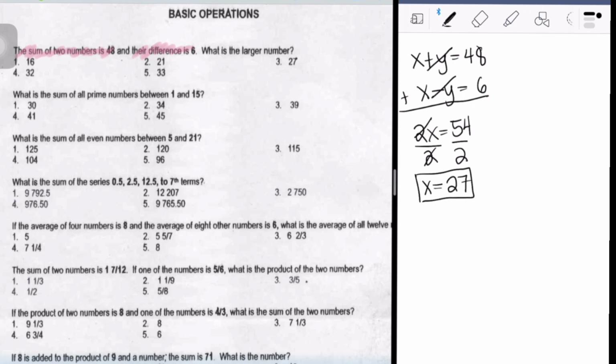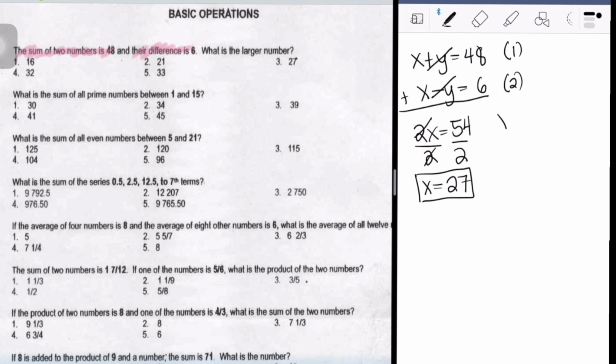Meaning, one of the values of the numbers here is 27. So we don't know yet kung ito ba ay malaki o maliit. So in order for us to identify the missing number or the variable y, we will just substitute it to either our equation 1, which is x plus y equals 48, or equation 2, which is x minus y is equal to 6. So for me, kahit sino dyan pwede nyong gamitin na equation. You will arrive at the same answer. Okay, so for me, I'm going to use equation 1 na lang.